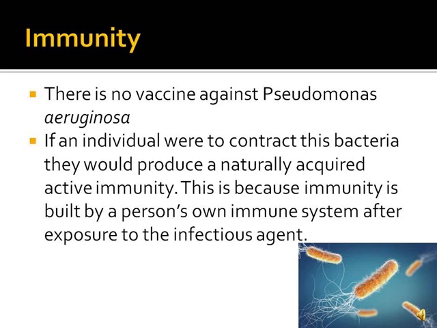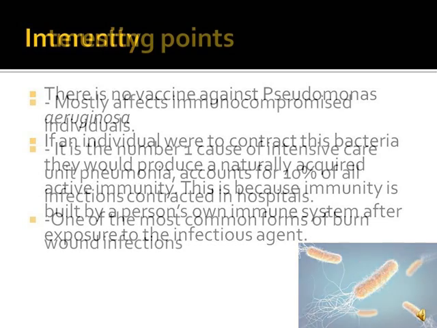Immunity. There is no vaccine against Pseudomonas aeruginosa. If an individual were to contract this bacteria, they would produce a naturally acquired active immunity. This is because immunity is built by a person's own immune system after exposure to the infectious agent.